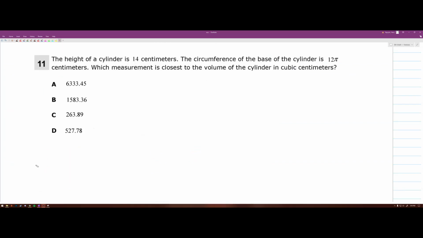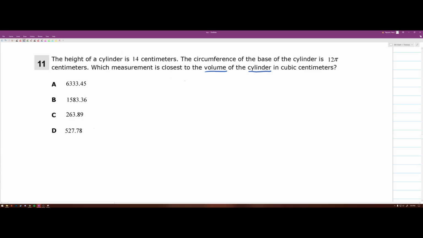All right, let's get started with question number 11. The height of a cylinder is 14 centimeters. The circumference of the base of the cylinder is 12 pi centimeters. Which measurement is closest to the volume of the cylinder in cubic centimeters? So I'm looking at this. I know this is going to be a volume problem, and it's going to be the volume of a cylinder.